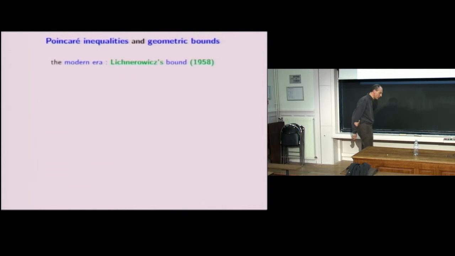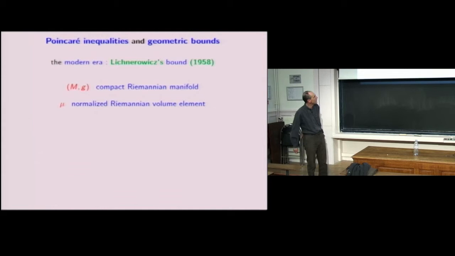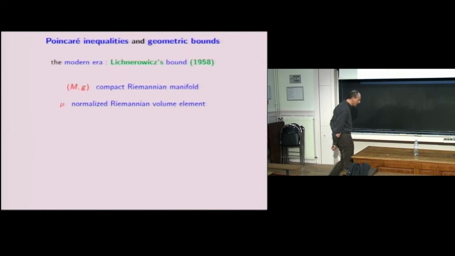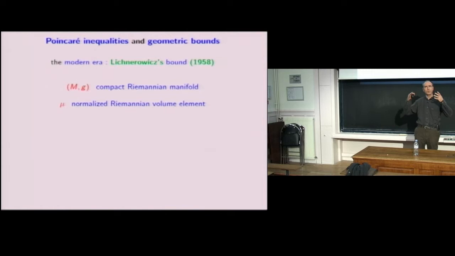And actually the new developments here started with the so-called Lichnerowicz bound in the late 50s. The natural context for this bound is that of a compact Riemannian manifold equipped with its Riemannian measure, which we normalize here into a probability measure. And when studying Riemannian manifolds, of course, one is usually interested in two kinds of curvature features in order to describe and analyze these manifolds.